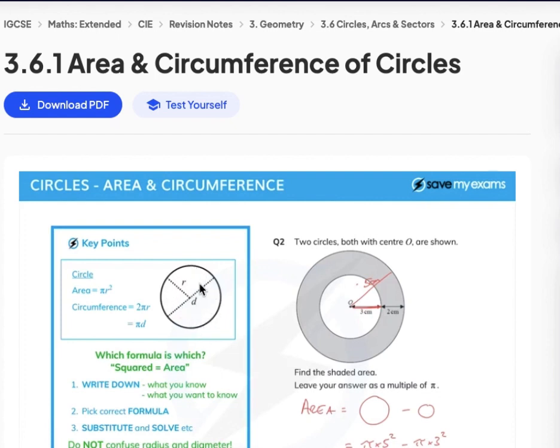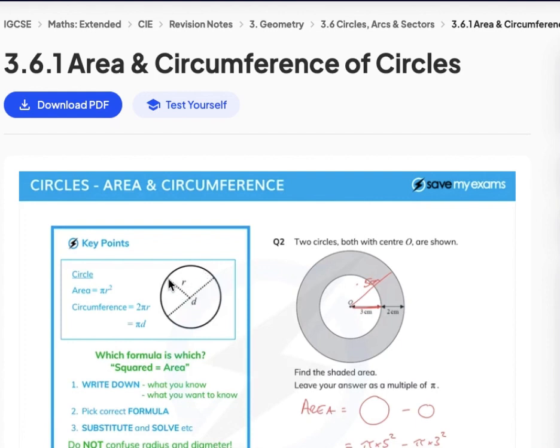The space inside is called the area, and this area can be calculated for this lower level to be pi r square. The area of a circle can be calculated to be pi r square, while the circumference, which is the length that is wound round, is 2 pi r. R is the radius of a circle.